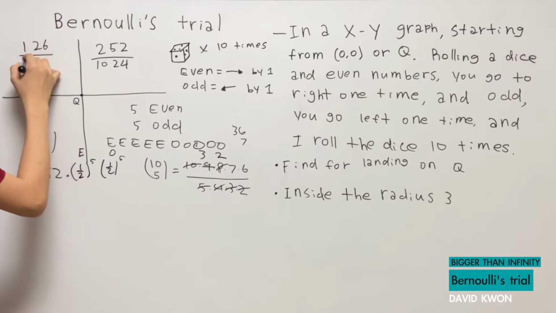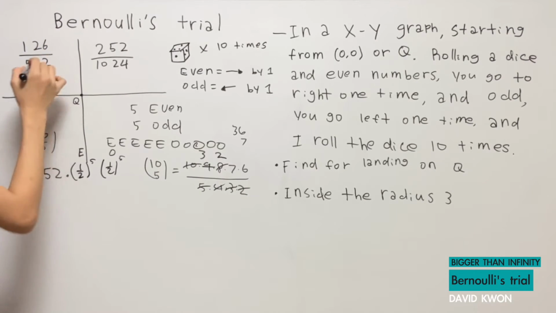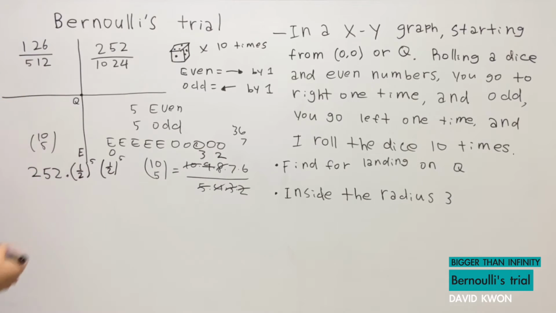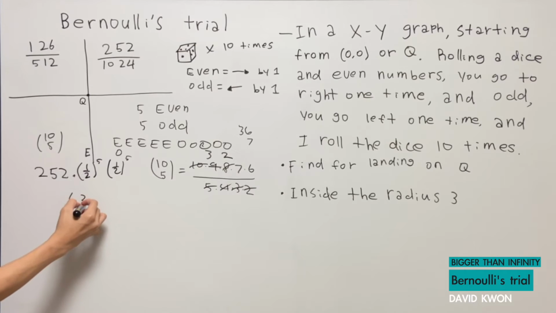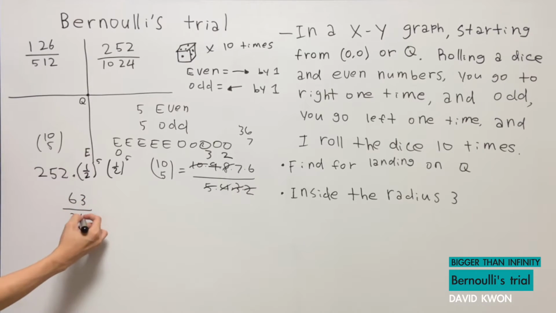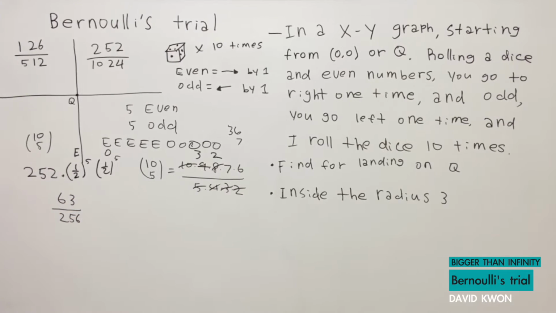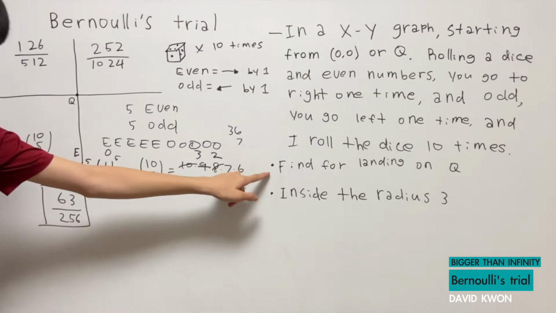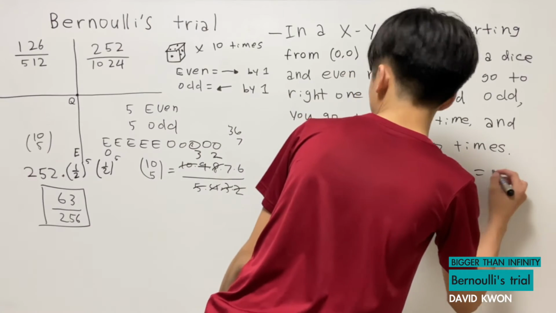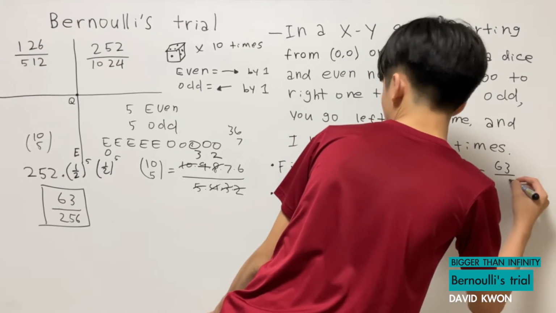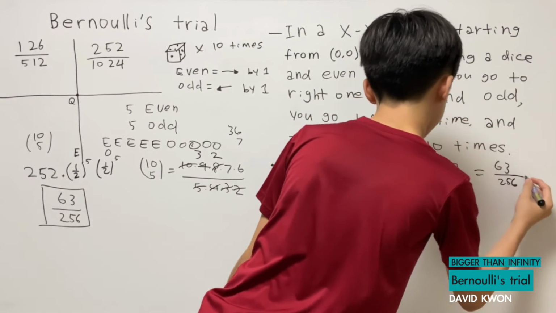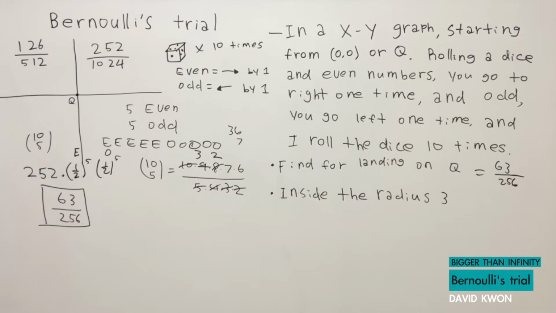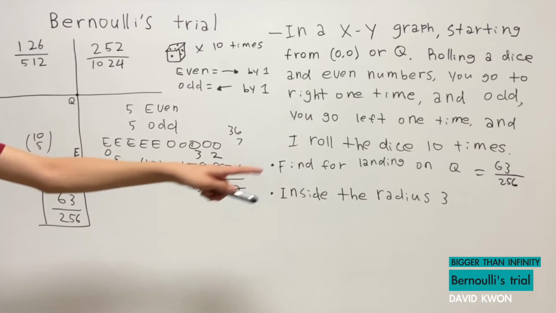126 over 512, and this also can simplify to 63 over 256. I think that's the max it could get. This one was equal to 63 over 256. Now, this was pretty easy. Now let's do inside the radius 3.